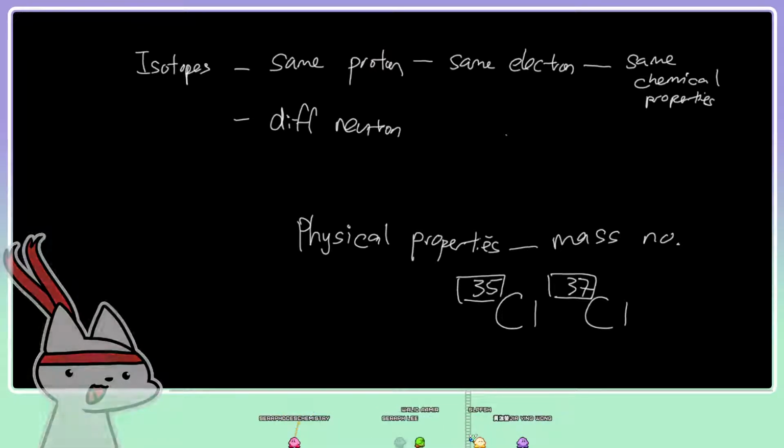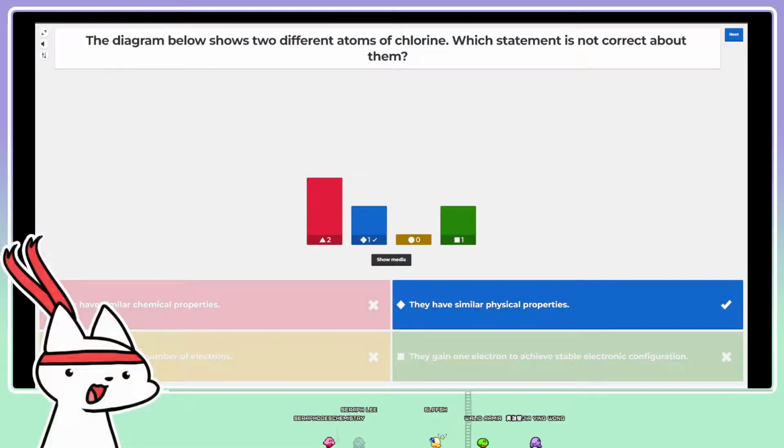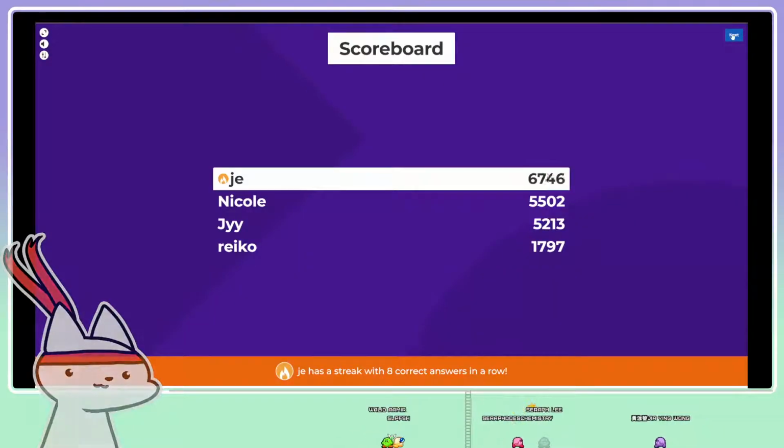In this case they're looking for not correct. So they will have similar chemical properties, that's correct. They'll be not correct because they will have different physical properties. They cannot be similar. I'll try to highlight the not. Be careful of the incorrect and not correct stuff.